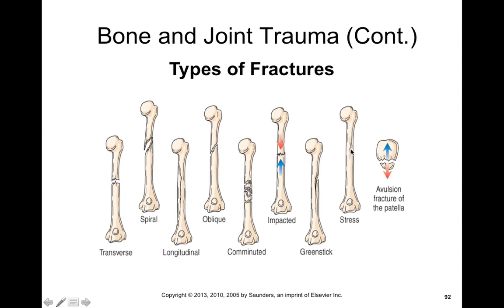And a stress fracture is just a hairline fracture, really anywhere in the bone, that's due to excess stress. Now, another interesting one here is called an avulsion fracture. An avulsion is basically where the bone gets pulled apart.